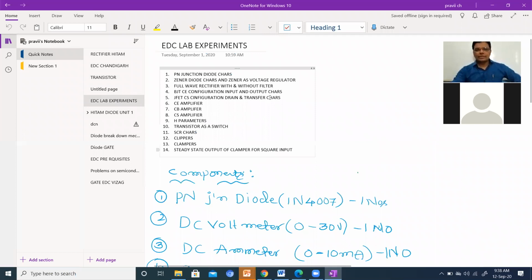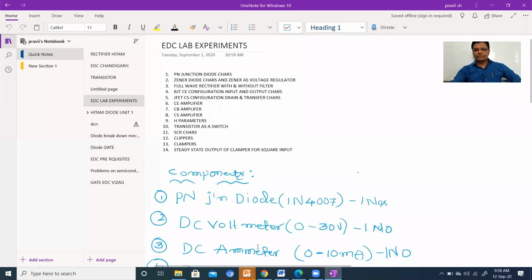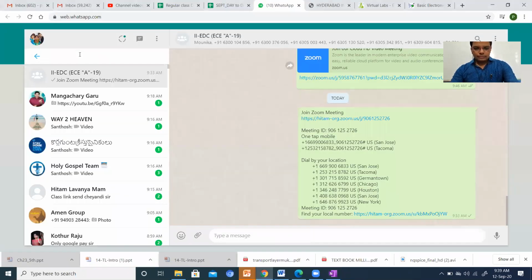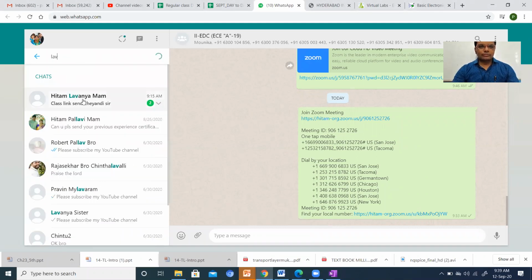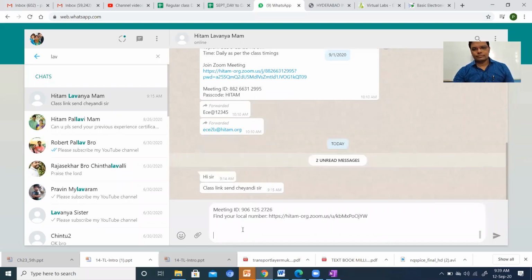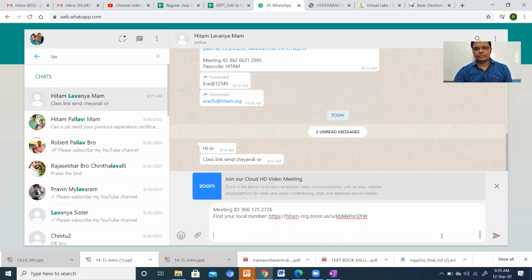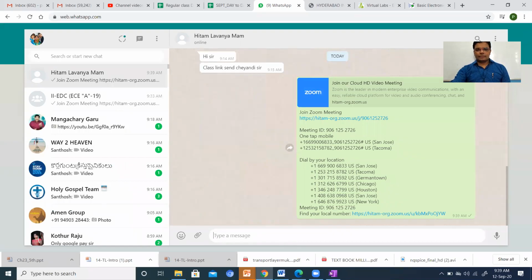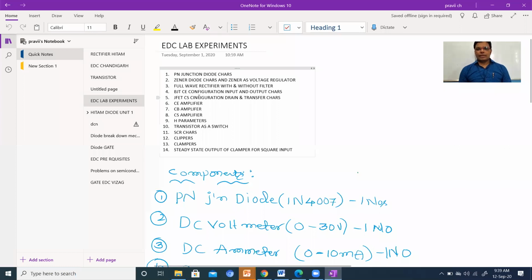So these are the lab experiments. If any student has not copied the list of lab experiments, please note them. These are the 14 lab experiments for EDC. You have to keep these 14 experiments on the first page of your observations. P-N junction diode characteristics, Zener diode characteristics, Zener diode as a voltage regulator, full wave rectifier. Next, BJT CE configuration, input and output characteristics.